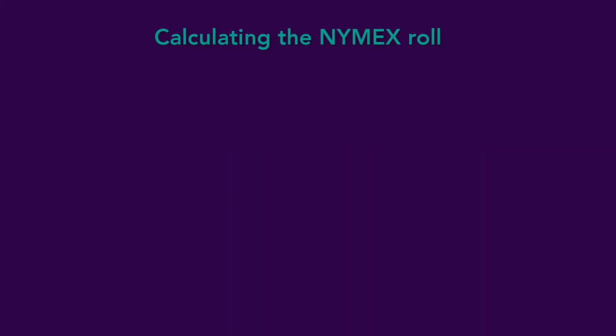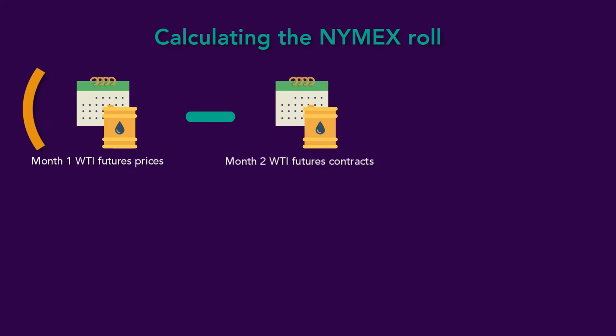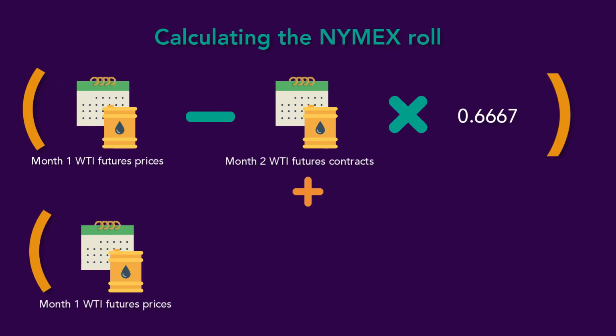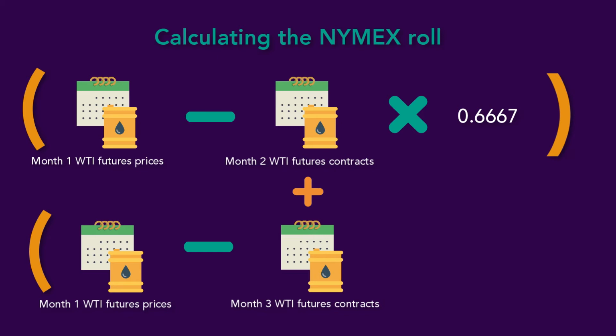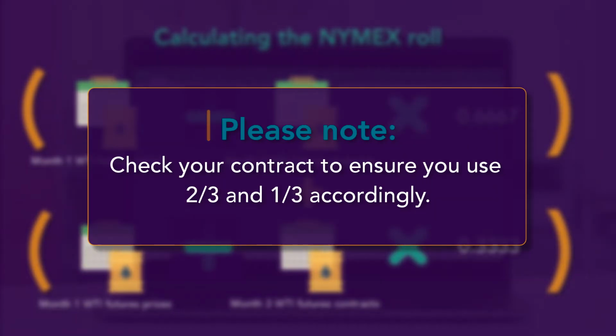The Nymex roll is calculated by taking the contract month average of the front month, or month 1 WTI future prices, minus the second month WTI futures contract month average, multiplied by 2/3, plus the contract month average of the front month, or month 1 WTI future prices, minus the third month WTI futures contract month average, multiplied by 1/3. Be sure to check your contract to ensure you use 2/3 and 1/3 accordingly.